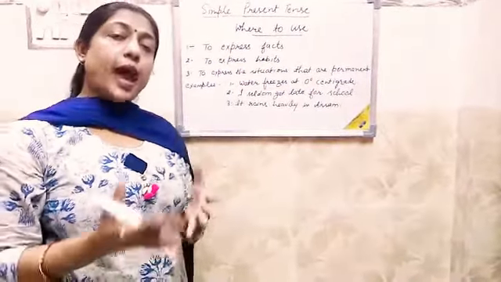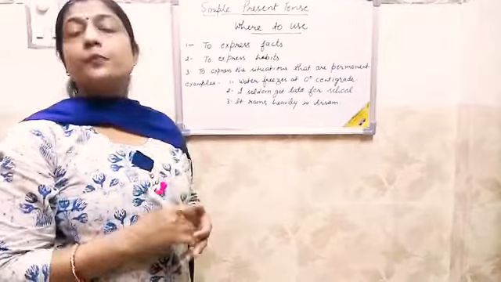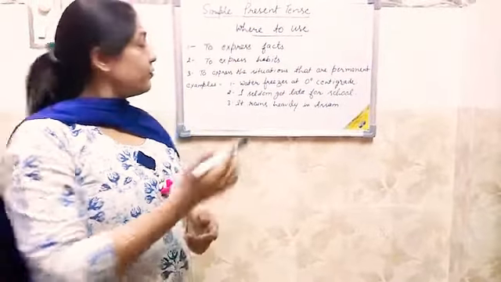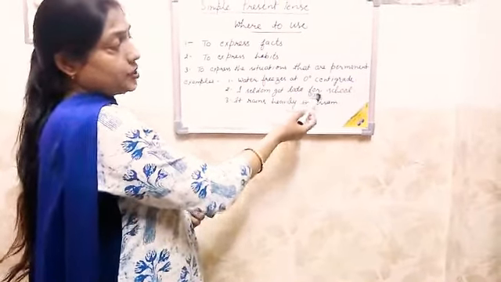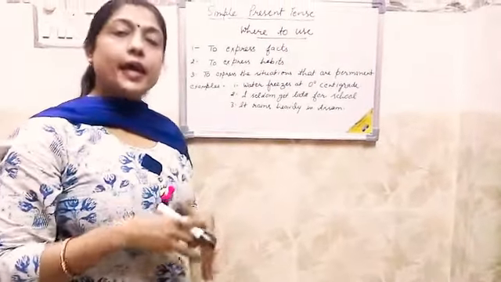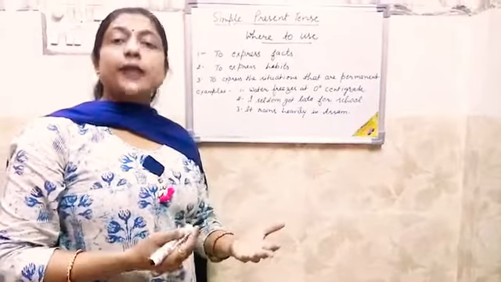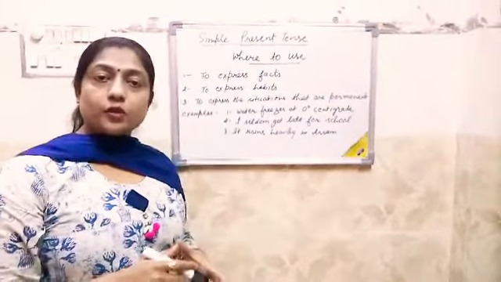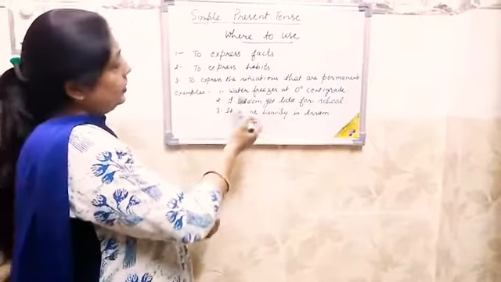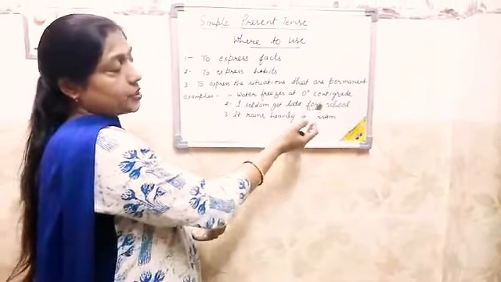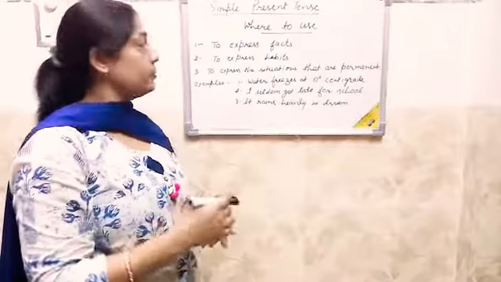Second one, to express habits. When we have to show the habits, then also we use simple present tense. For example, I seldom get late for school. So, it is my habit that I seldom get late for school. I don't get late for school. I am always punctual. So this is my habit.